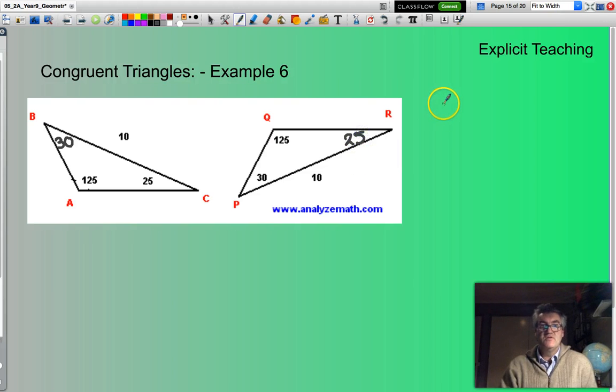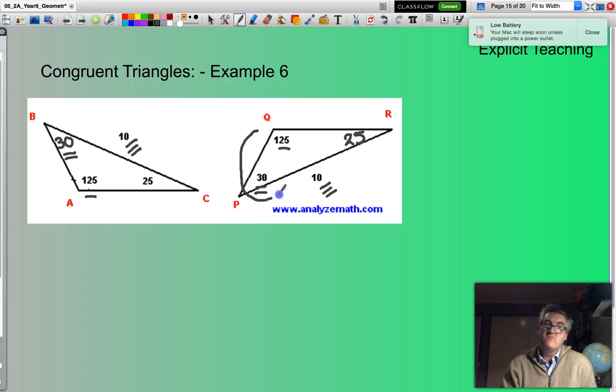Now, are these triangles congruent? Well, I have an angle here of 125, an angle here of 125. Now, working my way around, angle here of 30, angle here of 30, and the last one, length here of 10, length here of 10. So notice, angle, angle, side length. This time I'm going around in this direction. So yes, those two are congruent.